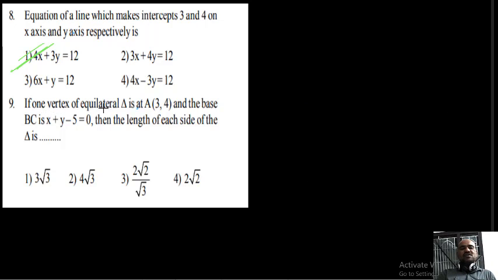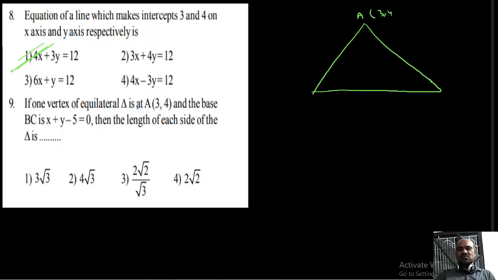If one vertex of an equilateral triangle is (3, 4) and its base BC equation is x plus y equal to 5, then find the length of each side of the triangle. Interesting problem, students, listen here. This is an equilateral triangle, say ABC. A is given as (3, 4) and the BC equation is given, and what is that? x plus y minus 5 equal to 0.